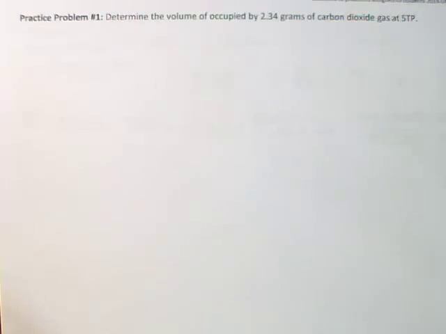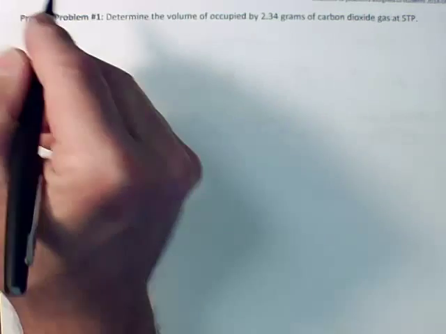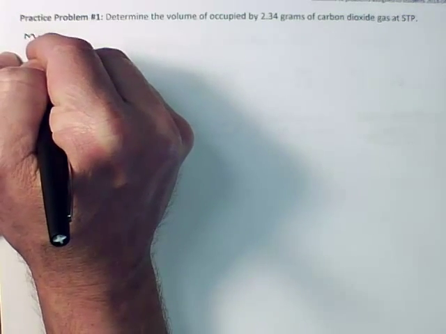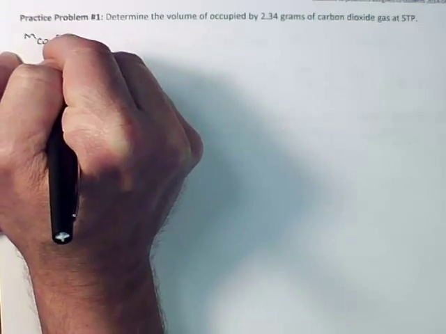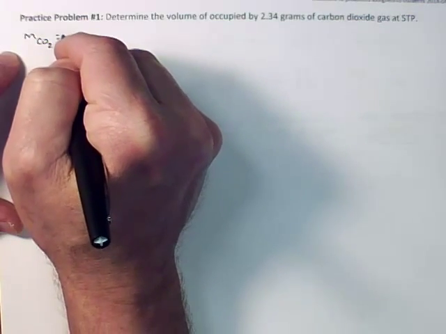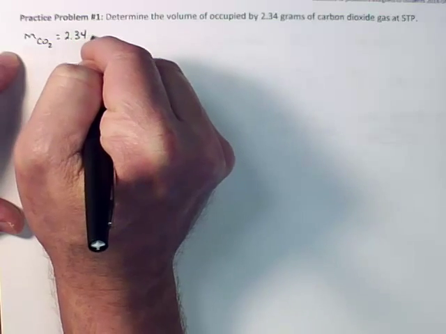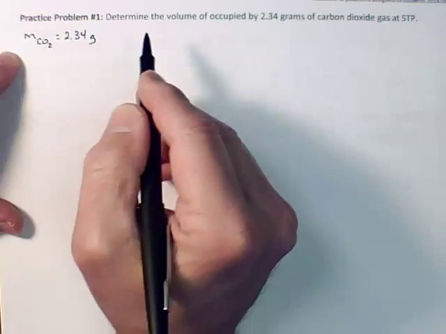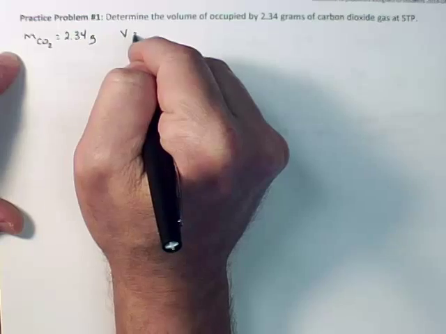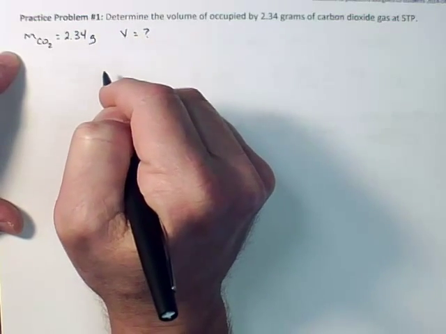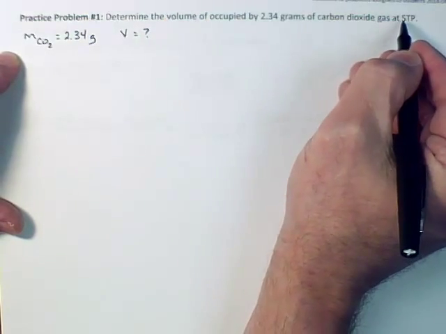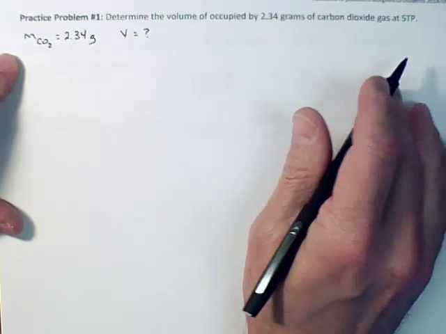So for this problem, we've got a mass of carbon dioxide of 2.34 grams. We want to find the volume of carbon dioxide at STP. STP is standard temperature and pressure.